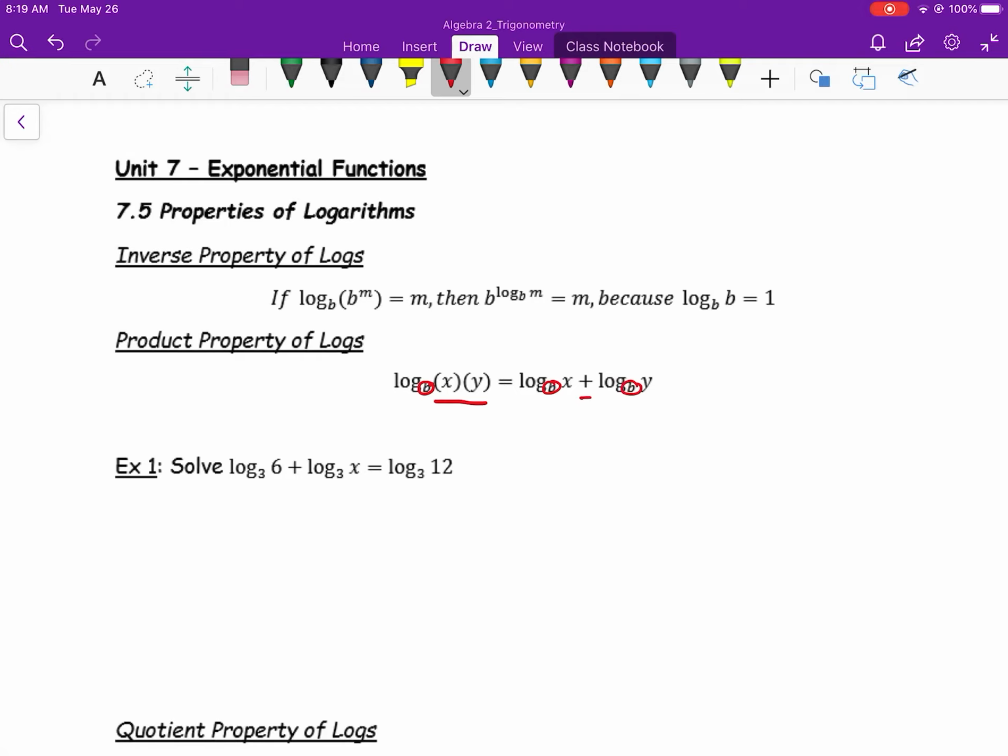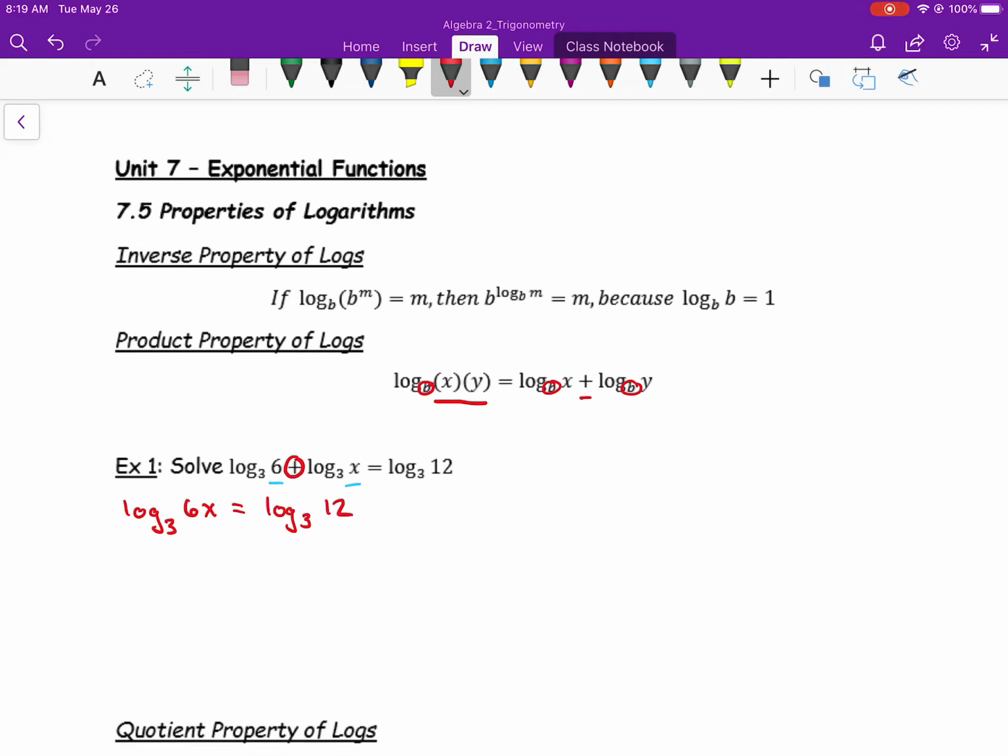Okay. So for example 1, we're going to solve the logarithm log base 3 of 6 plus log base 3 of x is equal to log 3 of 12. So right here we have addition. Alright, so that means we need to combine those into multiplication. So we get log 3 of 6 times x equals log 3 of 12.